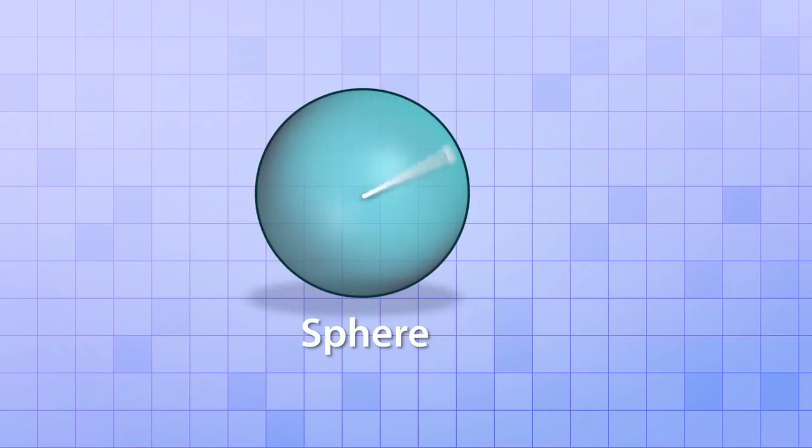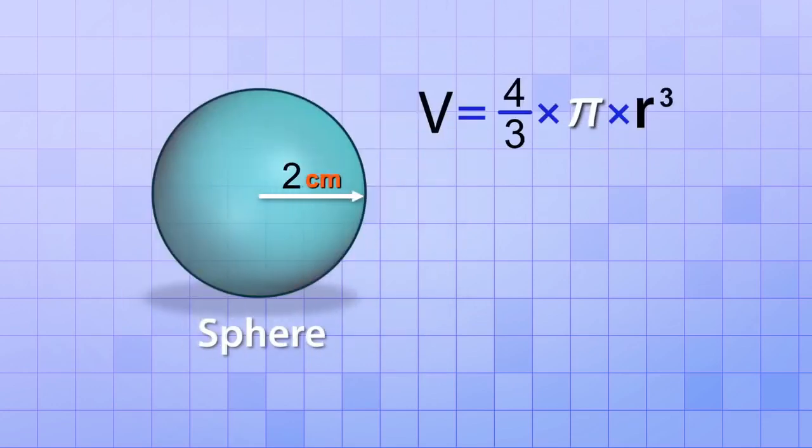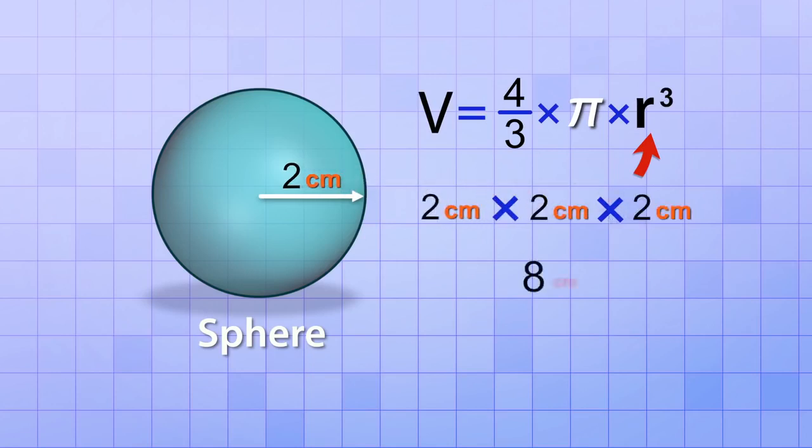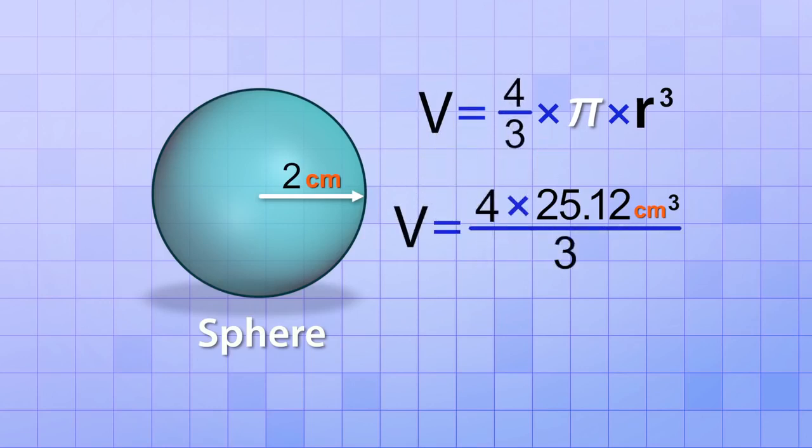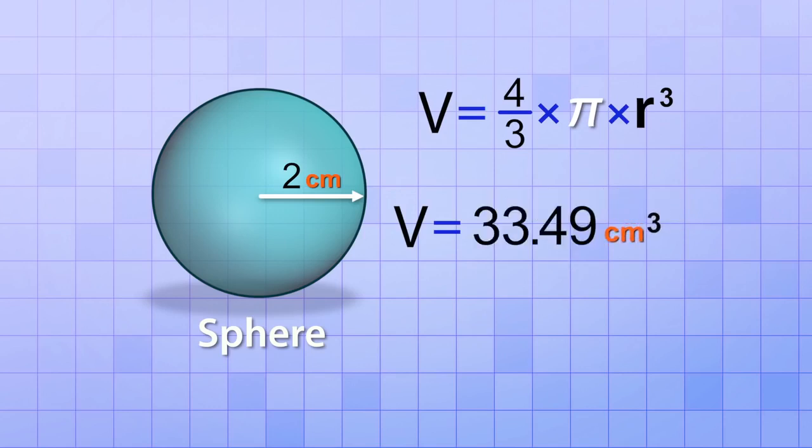Here's a sphere with a radius of 2 centimeters. Fortunately, that's the only dimension we need to find its volume. Our formula says that the volume of a sphere is equal to 4/3 times pi times radius cubed. Cubing the radius means multiplying it by itself 3 times. So we take 2 centimeters times 2 centimeters times 2 centimeters, which equals 8 centimeters cubed. Next, we'll multiply that by our approximation for pi. 3.14 times 8 is 25.12. And last, we multiply that by 4/3, which is the same as multiplying by 4, then dividing by 3, which gives us a volume of 33.49 centimeters cubed.